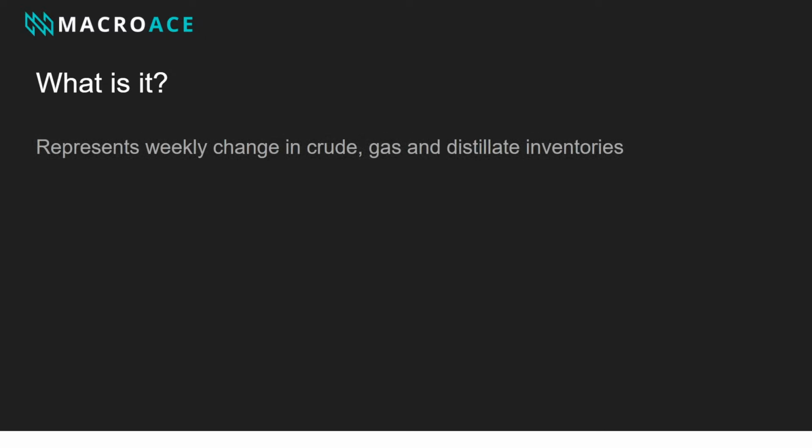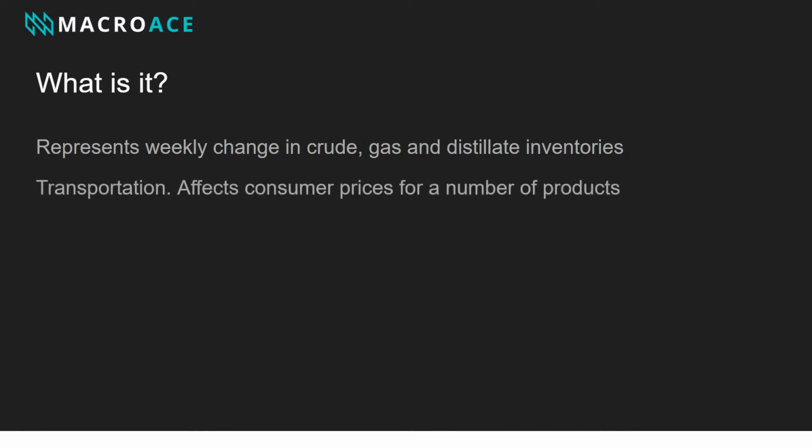So first of all, what are EIA inventories? It represents the weekly change in crude, gasoline, and distillate inventories, and the main areas it affects are transportation and consumer prices for a number of products. A lot of products are made using oil, like plastic goods and petroleum jelly. But again, transportation, and it has an effect on consumer prices as well.